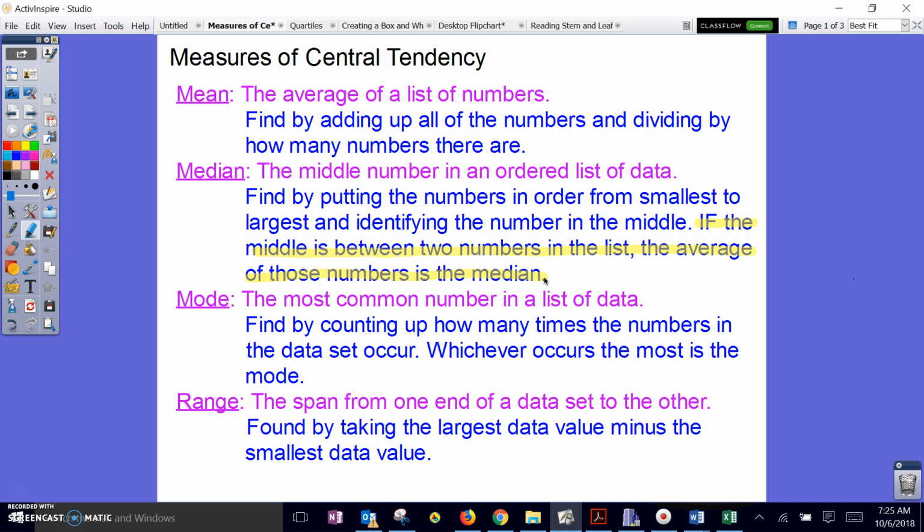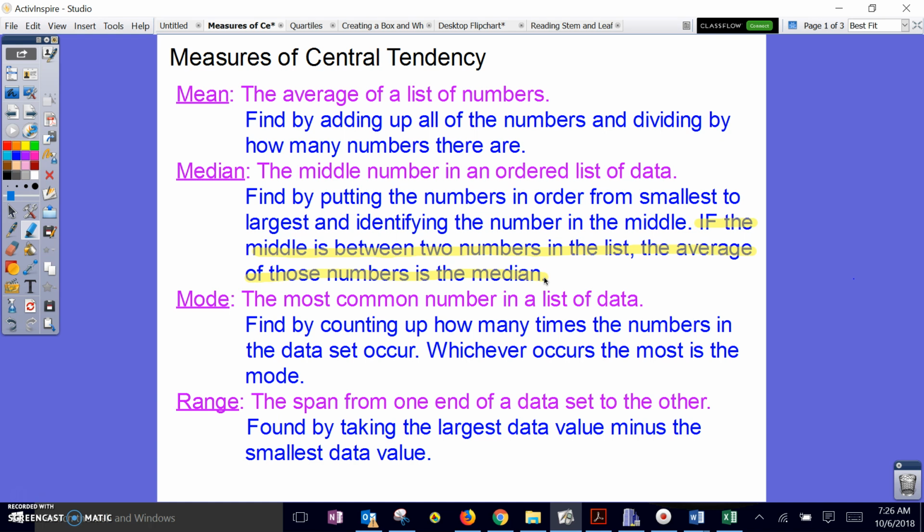The mode is the most common number in a list of data, and so basically we're just looking at the data and looking for a number that occurs the most, and that's going to be our mode. Sometimes we can have multiple modes when we have multiple numbers that occur the most number of times in the set, in which case we'll list both of them or all three of them, however many there are, as the mode.